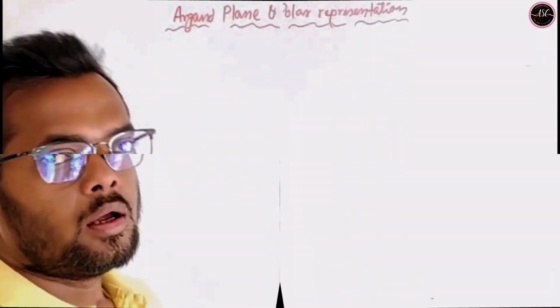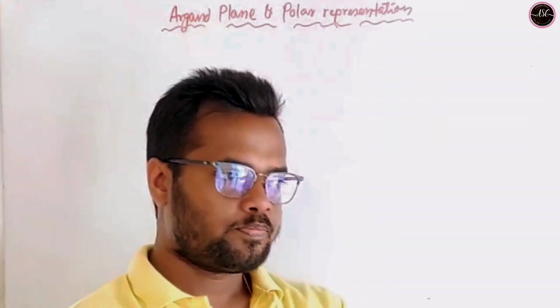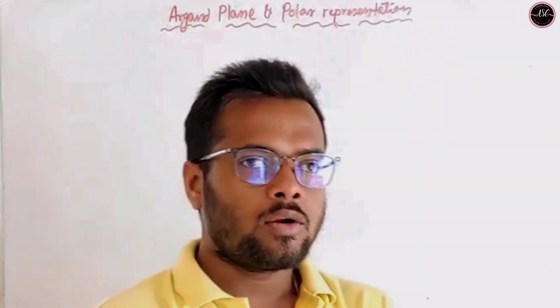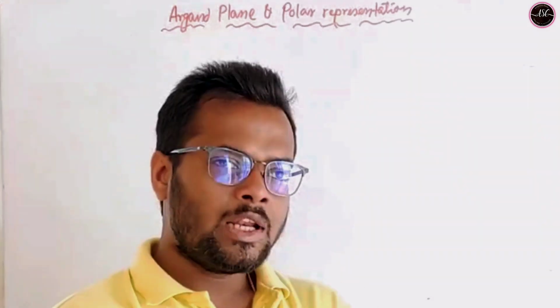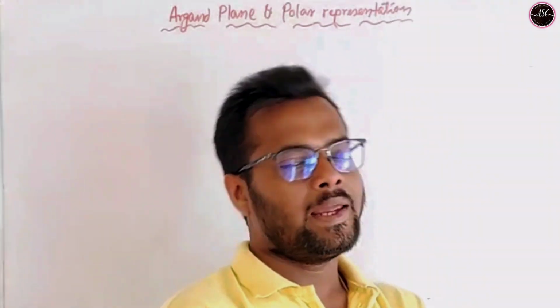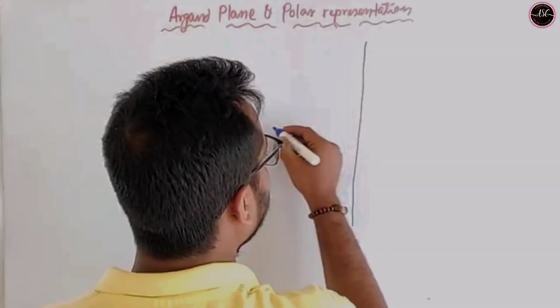Okay. We now know about the Argand plane and polar representation. Here we are going to know how the complex number is represented in the XY plane. Normally for real numbers we hold the x-axis and y-axis. Okay. And here in complex numbers, the real axis and imaginary axis.